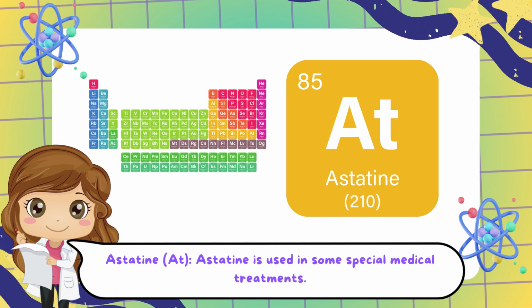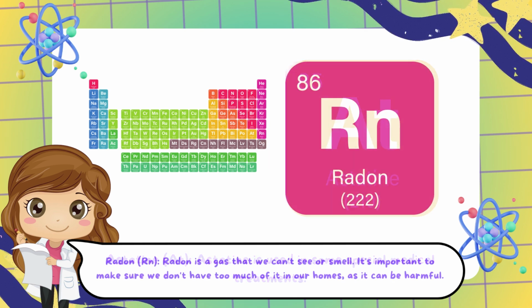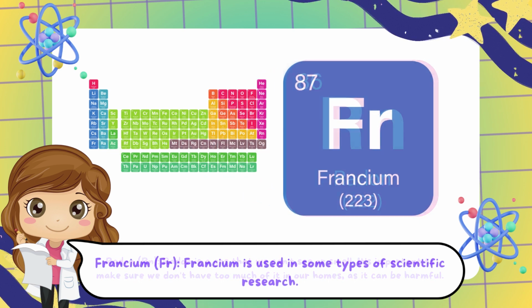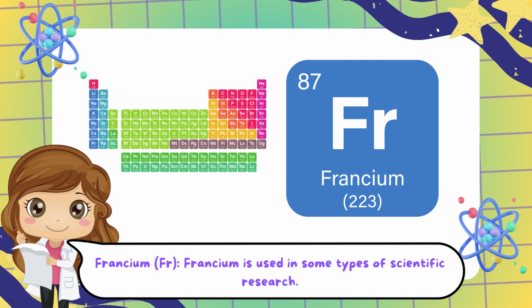Astatine, At. Astatine is used in some special medical treatments. Radon, Rn. Radon is a gas that we can't see or smell. It's important to make sure we don't have too much of it in our homes, as it can be harmful. Francium, Fr. Francium is used in some types of scientific research.